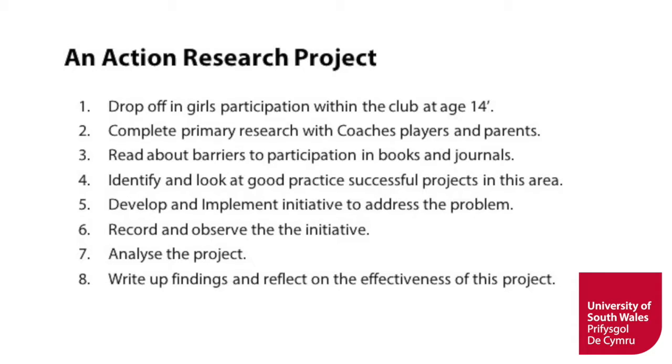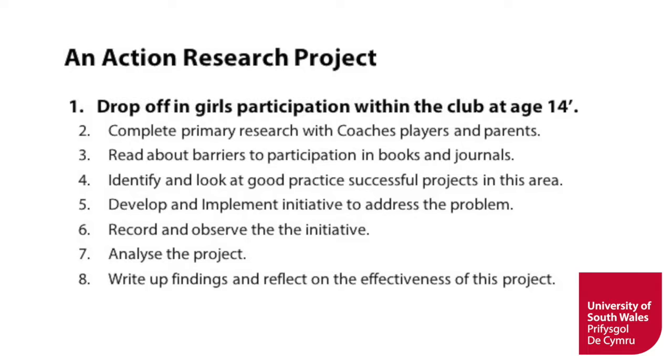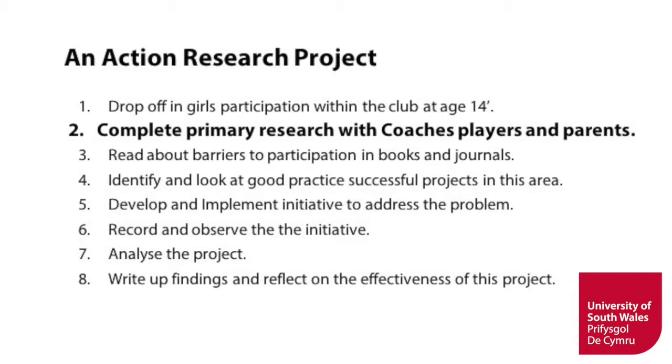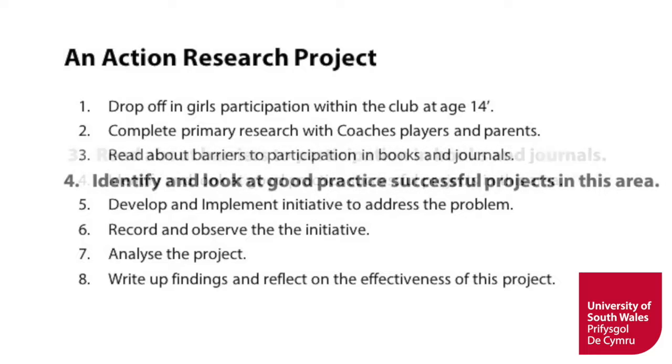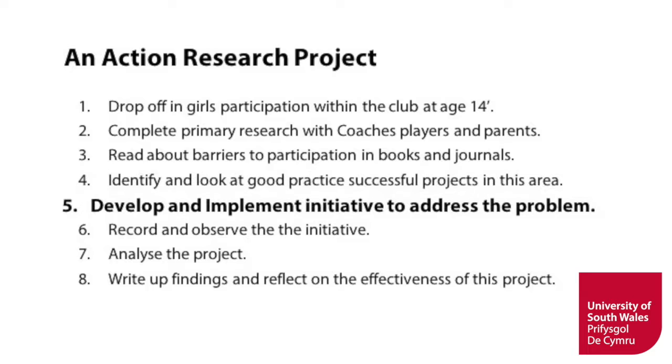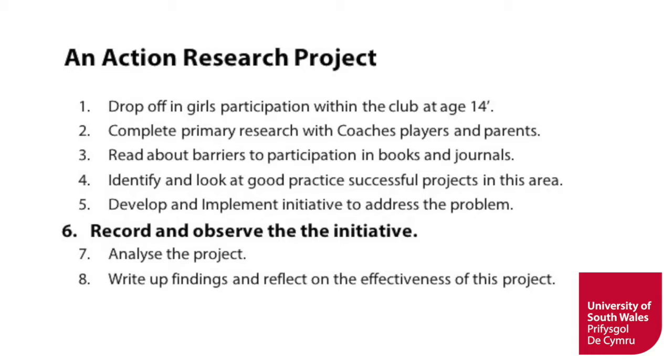Here's an example of an action research project. I've just plucked this general idea, so you need to go through this process yourself of identifying a potential problem. So, a drop off in girls' participation with the club at age 14. I've noticed this decrease. I'm going to complete some primary research with coaches, players and parents. I'm going to read and do some research around barriers to participation in books and journals. I'm going to identify and look at good practice and successful projects in this area. I'm going to develop and implement initiatives to address the problem. I'm going to record and observe the initiative.